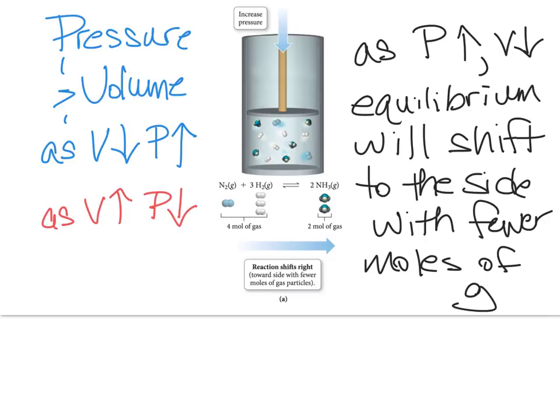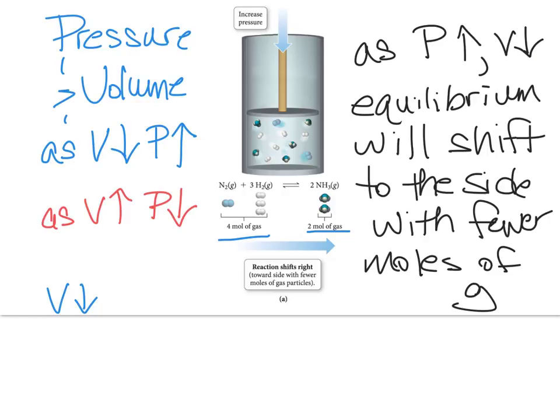All right, so that's the relationship between those. Let's look at this example. We have nitrogen plus hydrogen gives us ammonia. Notice that there's 1 mole of nitrogen and 3 moles of hydrogen on the reactant side. That's a total of 4 moles of gas. And there are 2 moles of ammonia on the product side. Right, so in this case, volume decreased.